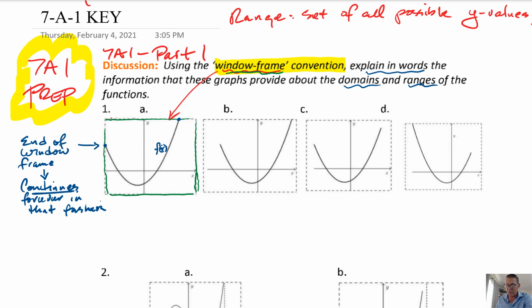We're going to be seeing these things called window frames. Same thing here. At this point, which we'll call point A, it continues. At point B, it continues as well. So I'm just going to write the word continuous here.